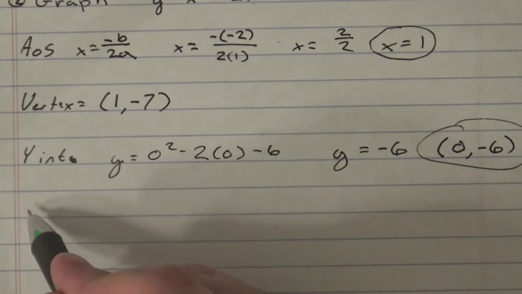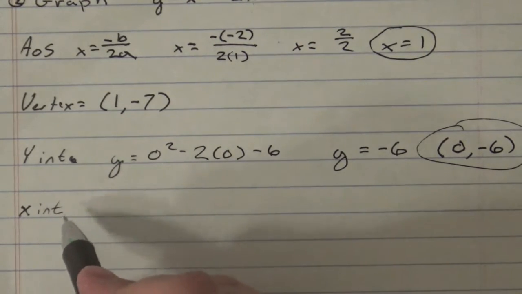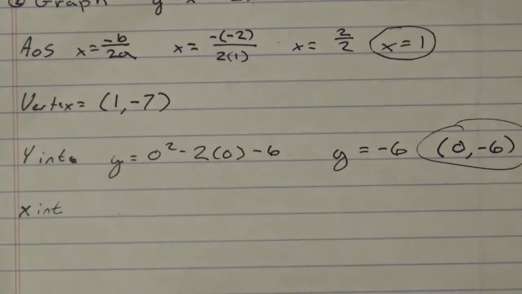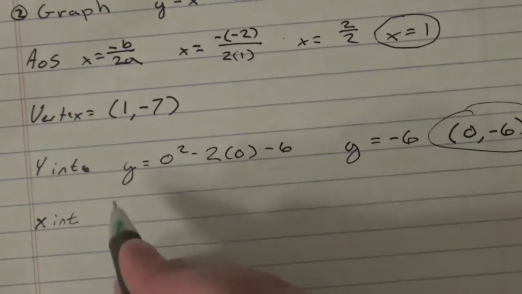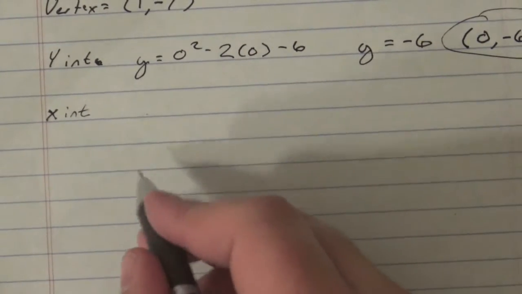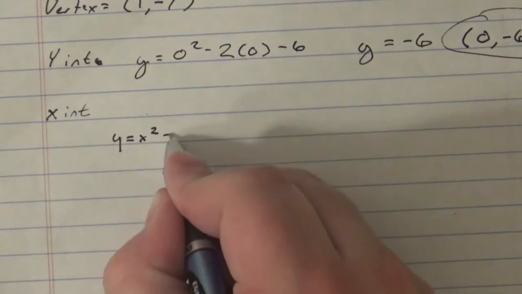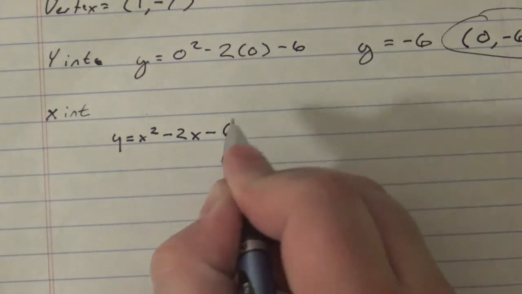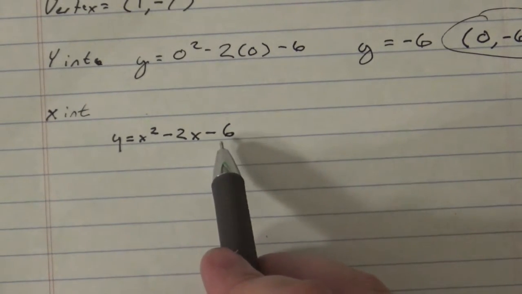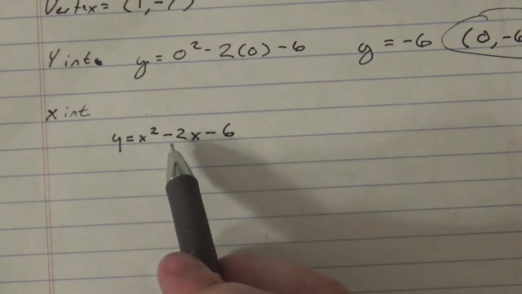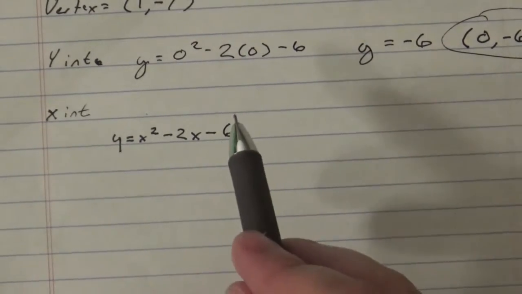Now we've got to do our x-intercept. Alright, so x-intercept is usually the toughest because there's two ways of doing it. We have to either A, use the quadratic formula, or B, factor it. So let's look at the original equation. I'm going to write it down here. The original equation is y is equal to x squared minus 2x minus 6. Now, just looking at it, I know that there are no factors of negative 6 that, when added together, give negative 2. So I'm going to have to use the quadratic formula.